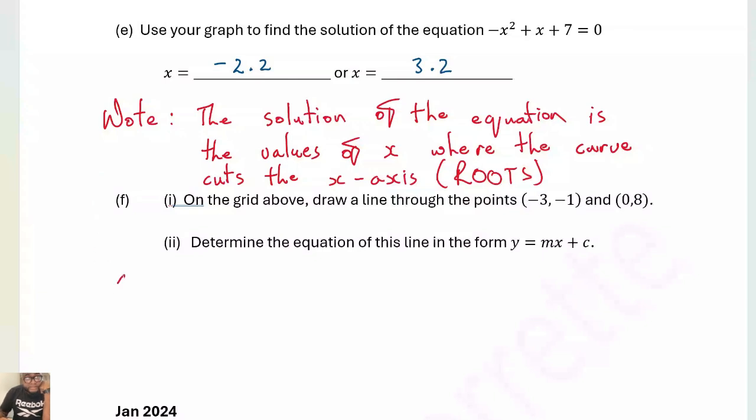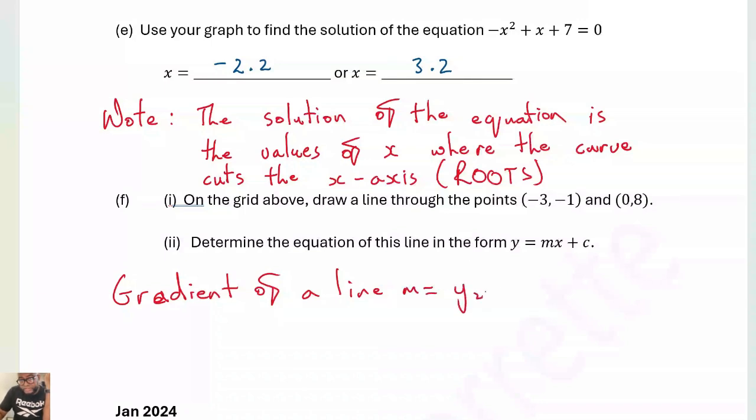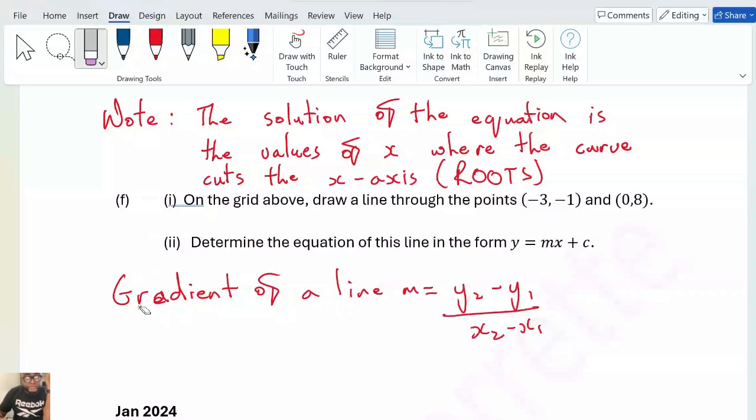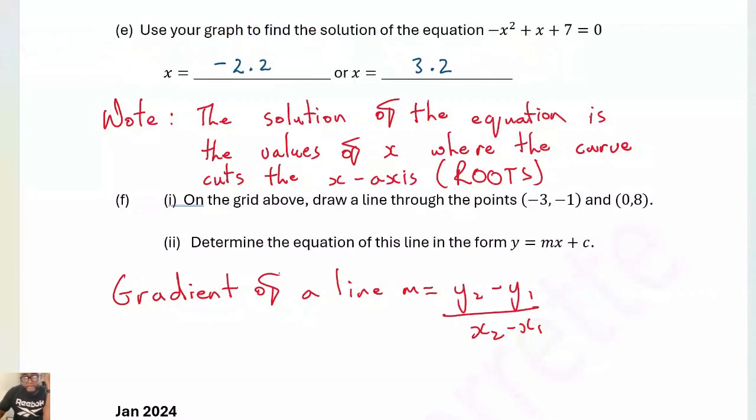For the gradient, let me put y2 subtract y1. The gradient of a line, which is commonly m, is equal to y2 minus y1 over x2 minus x1. We had the 2 coordinates on the line right above here. I'm going to put a small x1, a small y1, a small x2, and a small y2.